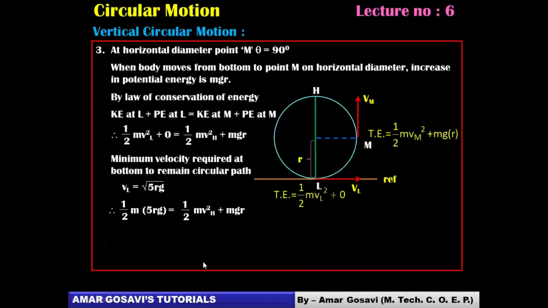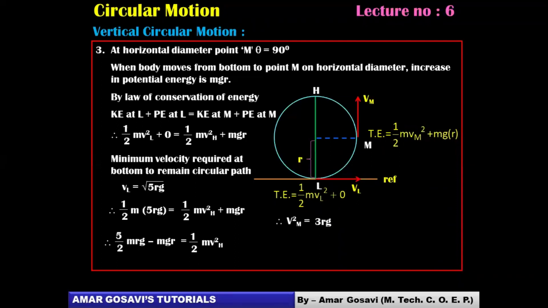So let's solve it. You take mgr on this side, so it will be 5 by 2 mrg minus mrg. Take the LCM. So when you take the LCM and compare, you will get v square for the midway position as 3rg. So the speed at the midway will be root of 3rg. So we got the value of speed for the object performing vertical circular motion at the midway position, and what amount is it? Root 3rg.